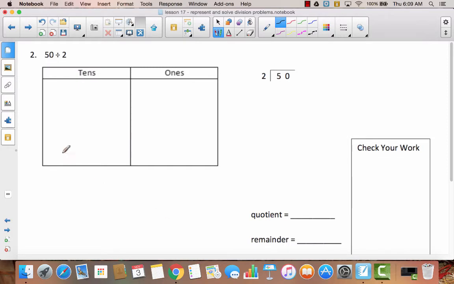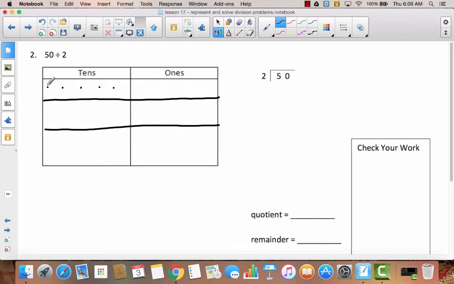Now this time we're not dividing 5 ones by 2, we're dividing 5 tens or 50. So I'm going to do the same thing. I'm going to put my 5 tens, that's 50, and I'm going to divide everything into 2 groups. So I have 1, 2 groups. So again, I still know that 5 divided by 2 is 2 because there are 2 2's in 4, and that's going to leave a remainder of 10.